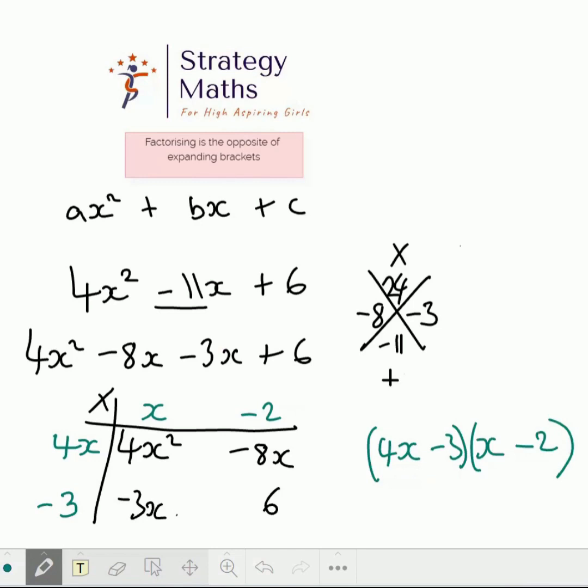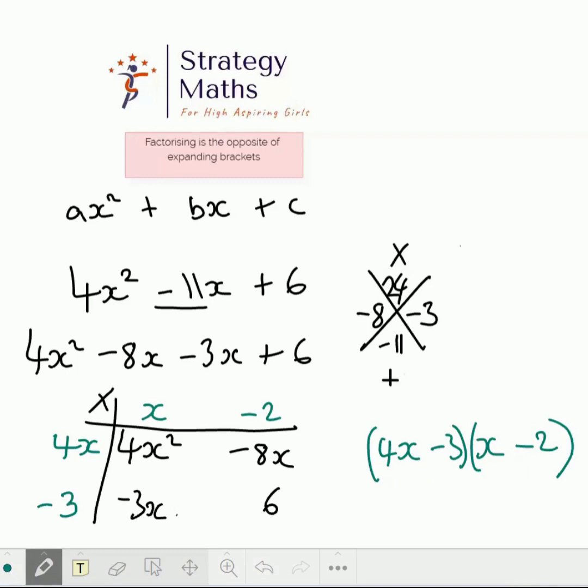So hopefully you have found this a really logical way in which to factorise these sorts of quadratics. This is not a standalone topic. It is essential to be able to factorise these sorts of questions because we're often required to formulate quadratic equations and solve unknowns. We use this skill in simplifying algebraic fractions.